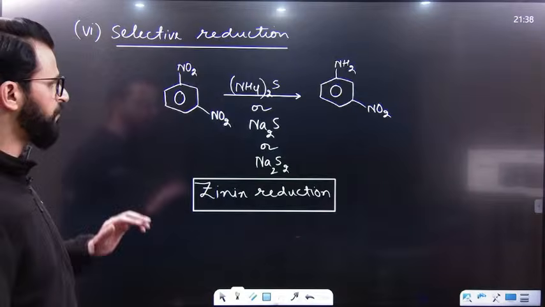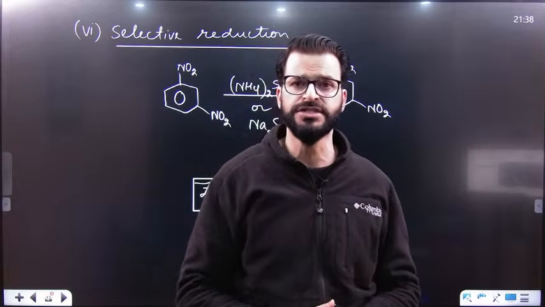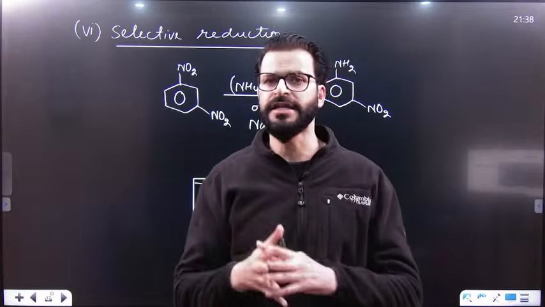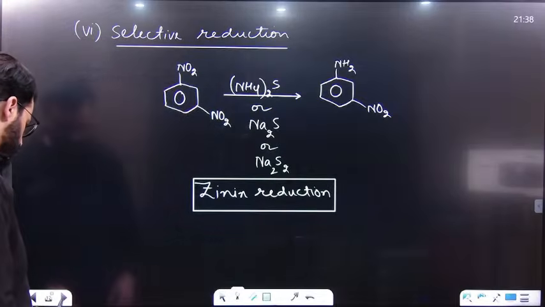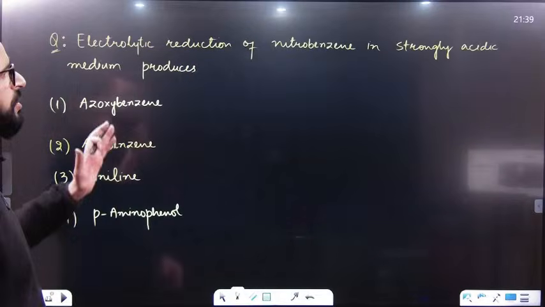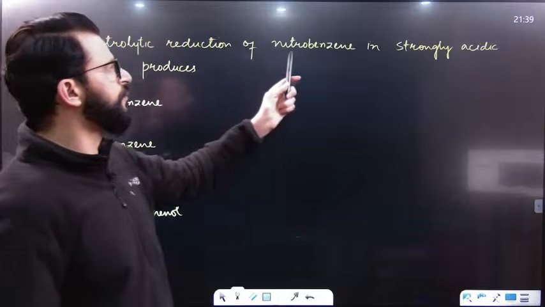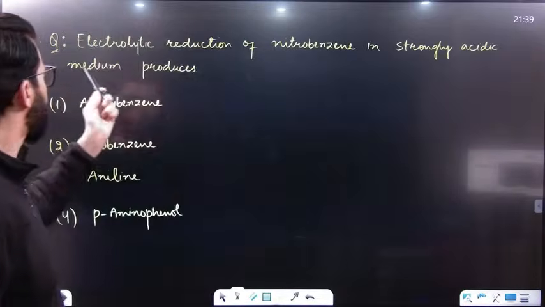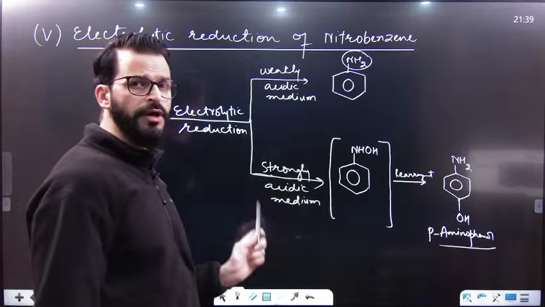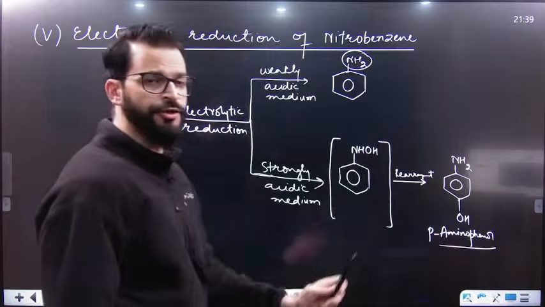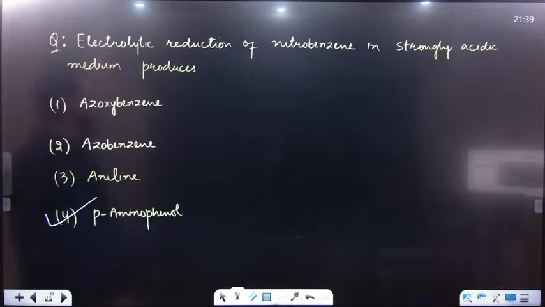Now, these were a few reduction reactions, but these nitro compounds cannot form what we call aromatic or aliphatic amines, but still they are very, very important reactions. That's why I show these reactions as well. Now have a look. One question asked in competitive exams is: electrolytic reduction of nitrobenzene in strongly acidic medium produces what? Para-aminophenol. So this question was asked, so directly you can write down that it was para-aminophenol.